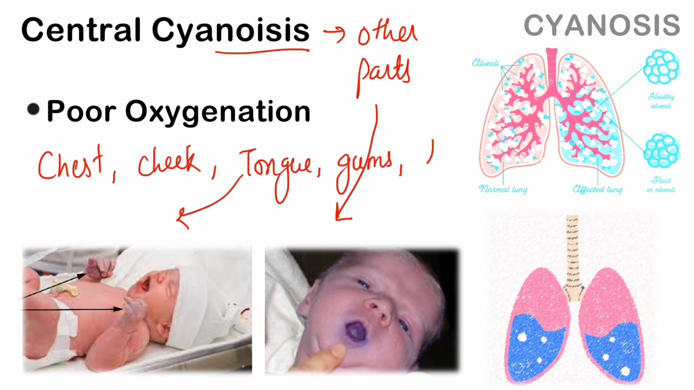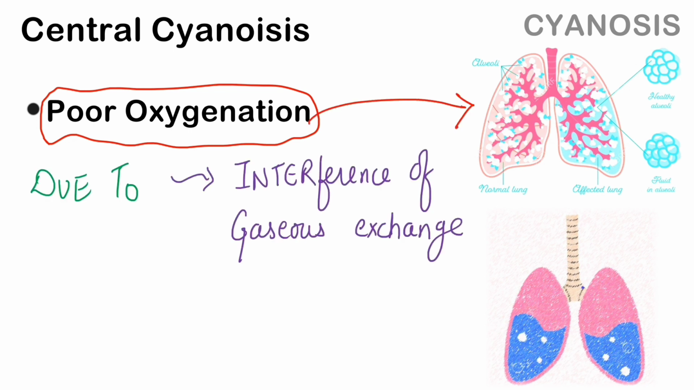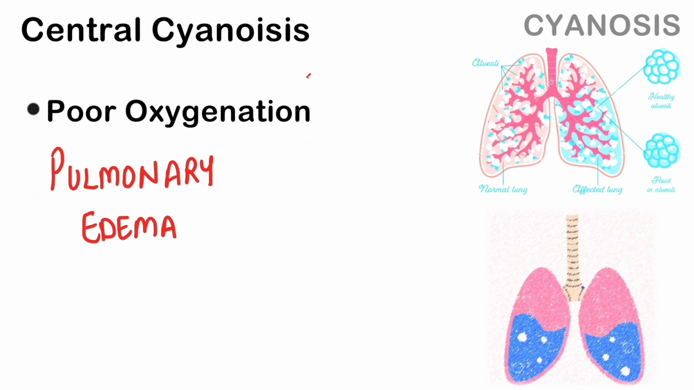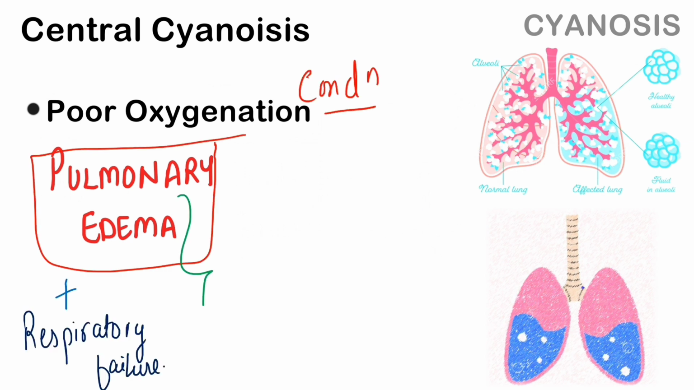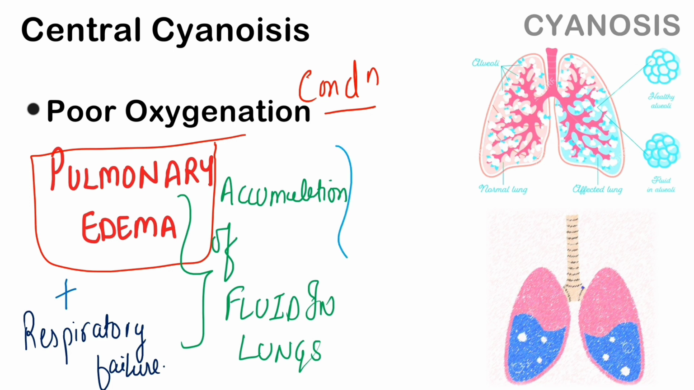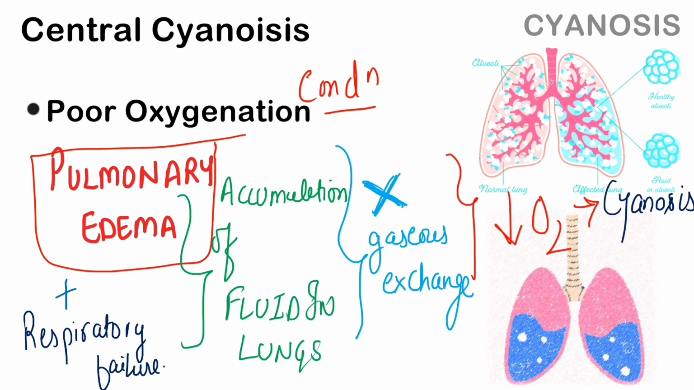Now, serious heart conditions or lung conditions can cause central cyanosis. It is basically because of the poor oxygenation of blood in the lungs due to interference with the exchange of gases. In conditions like pulmonary edema or respiratory failure, there is accumulation of serum or fluid in the lungs, which will hinder the exchange of gases, that is oxygen and carbon dioxide, further decreasing the oxygenated hemoglobin levels in the body and causing cyanosis.